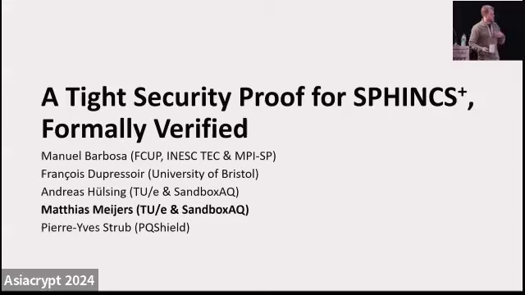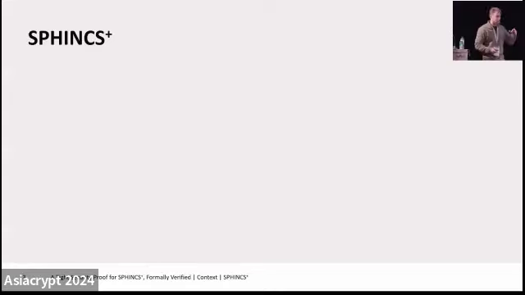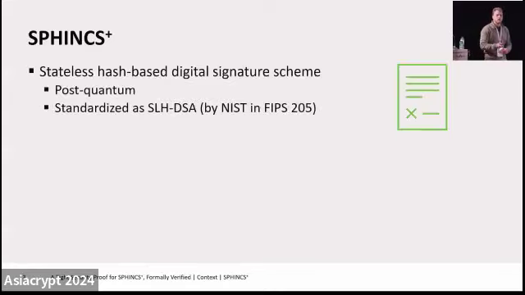Okay, so hi everyone. My name is Matthias Meijers, and together with the authors shown here on the slide, I've been working on the formal verification of a tight security proof for SPHINCS+, which will be the topic of this talk. I will start with some context, beginning with the scheme of interest being SPHINCS+. SPHINCS+, as you might know, is a stateless hash-based digital signature scheme that is post-quantum, so it's supposed to be secure against both quantum adversaries as well as classical adversaries, and has recently been standardized as SLH-DSA by NIST as a result of the NIST post-quantum standardization process.